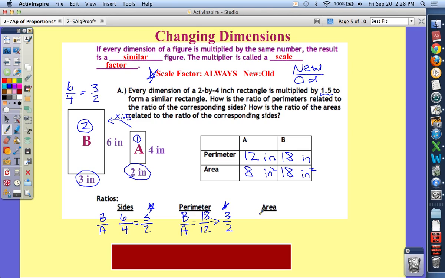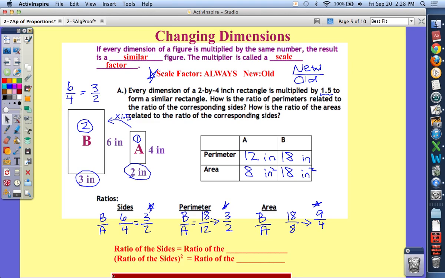Let's look at the areas. When you look at the areas, the area of B is 18. The area of A is 8. Reduce that down. What does that get you? Divide them both by 2, you get 9/4. Do you see a relationship between these ratios of areas and the ratios of the sides? Or the ratio of the perimeter and the ratio of the sides? This is a relationship that exists for all similar figures, and it deals with their scale factor or the ratio of their sides. So write this down.